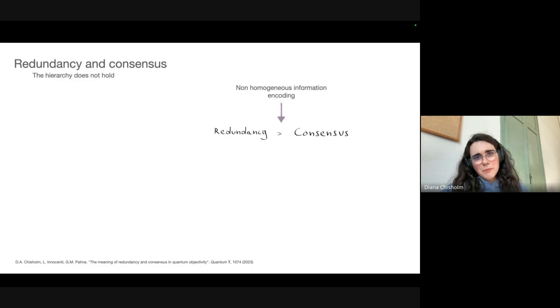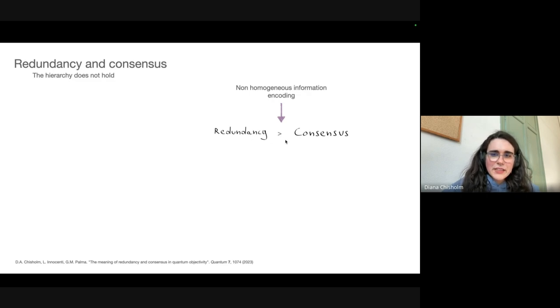So, wrapping things up a little bit, both the definitions I mentioned and the examples I have provided basically tell you that whenever there is an information encoding which is non-homogeneous, then redundancy will be higher than consensus. So redundancy is the highest value consensus can have. Whenever the information is non-homogeneously encoded, consensus will usually be smaller. And of course, information being encoded into the correlations between the environmental constituents is an example of non-homogeneous information encoding.